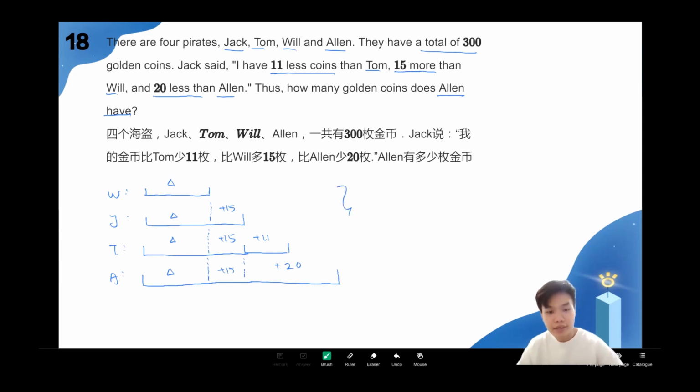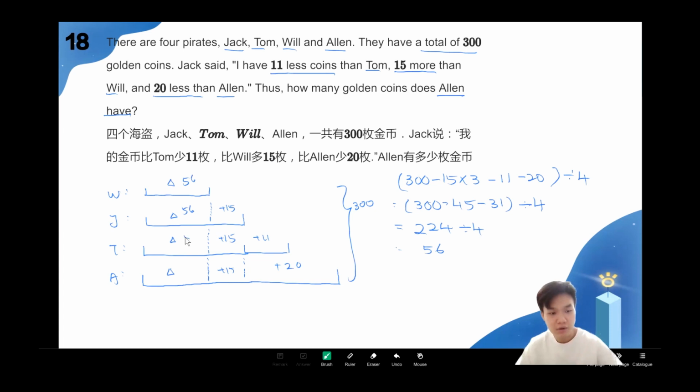We can now calculate each part as we know the total equals 300. We can use 300 minus 15 times 3 minus 11 minus 20, then divide by 4. So 300 minus 45 minus 31 divided by 4 equals 224 divided by 4 equals 56. Each part right here represents 56 coins.